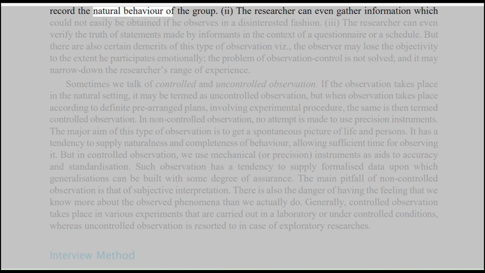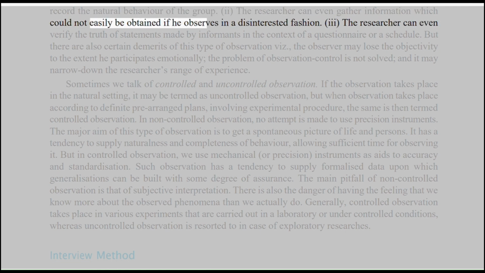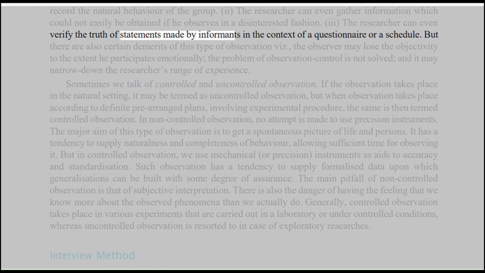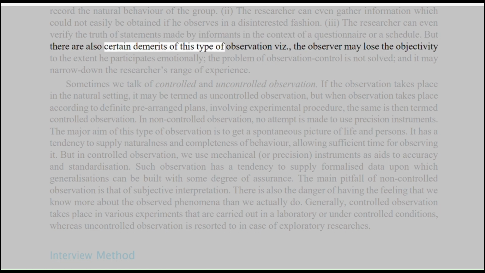There are several merits of the participant type of observation. 1. The researcher is enabled to record the natural behavior of the group. 2. The researcher can even gather information which could not easily be obtained if he observes in a disinterested fashion. 3. The researcher can even verify the truth of statements made by informants in the context of a questionnaire or a schedule. But there are also certain demerits of this type of observation, viz.